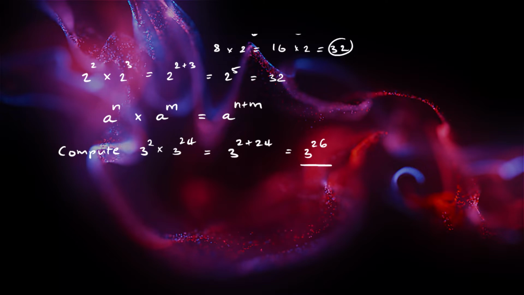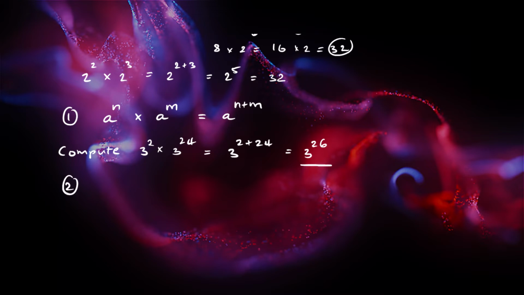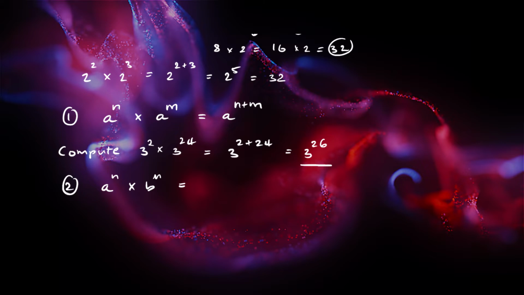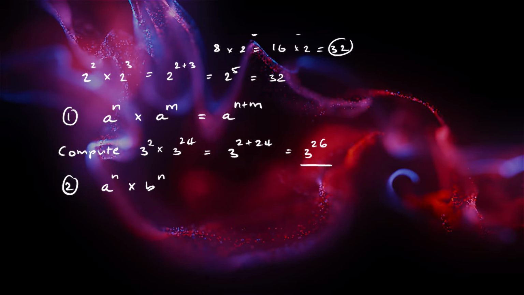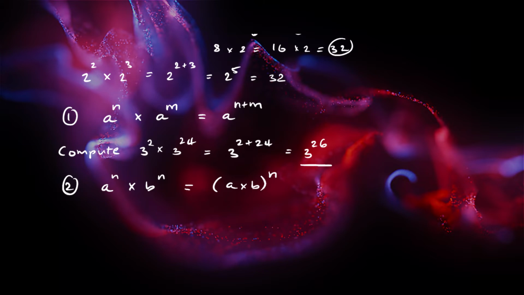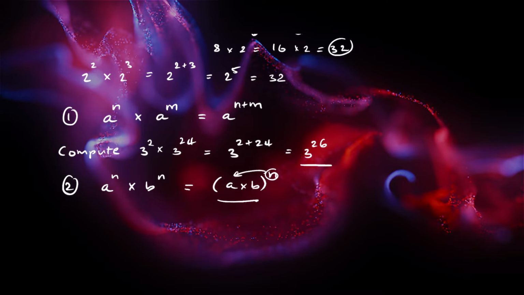Now, the second product rule is based off that first product rule. Note that a to the power of n multiplied by b to the power of n: the powers are the same, but we've got different bases. As a result, we can factor out that power. So this is going to be equal to a times b raised to the power of n. If we wanted to expand this out, we'd put the n on all terms, so we'd get a to the power of n multiplied by b to the power of n.